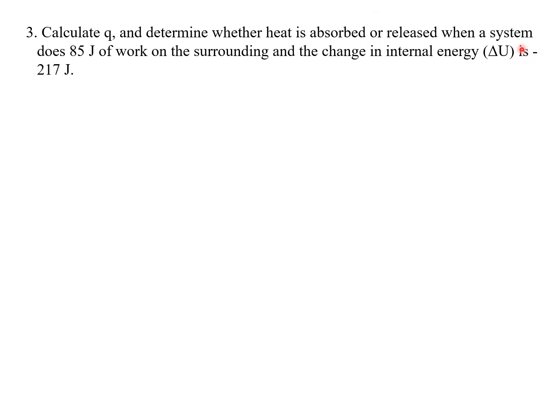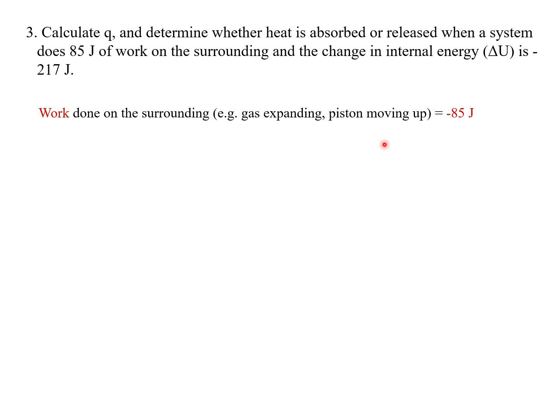Now, it further says when a system does 85 joules of work on the surroundings, that means the system is doing work on the surroundings, which is negative 85 joules of work. And the change in internal energy is negative 217 joules. So delta U is equal to negative 217 joules. So let's apply the equation. The work done on the surroundings, that is a gas expansion, expanding the gas, the piston moving upwards, is negative 85 joules, and delta U is given as negative 217 joules.